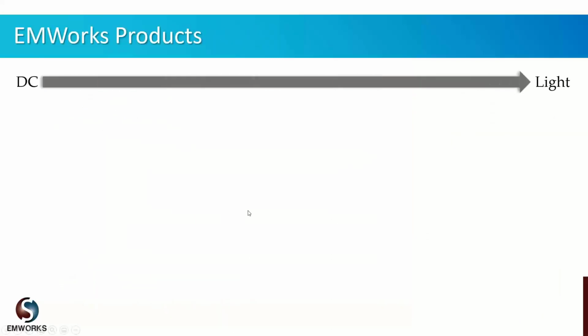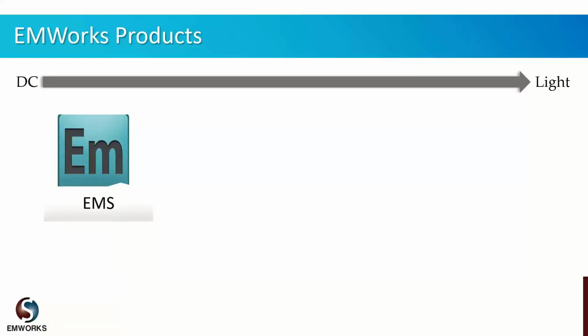So we offer 4 products with various add-ons covering a wide range of frequency. Our first product is called EMS, which is used for electric and electromagnetic field modeling for low-frequency applications. It covers many applications like insulators, cables, bus bars, permanent magnets, actuators, circuit breakers, transformers, motors, and so on.